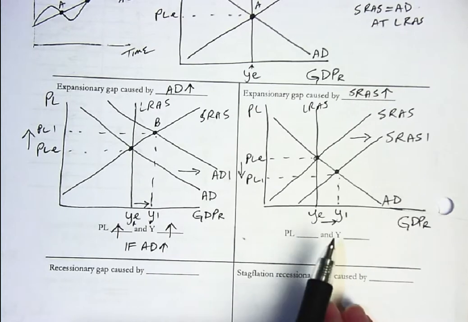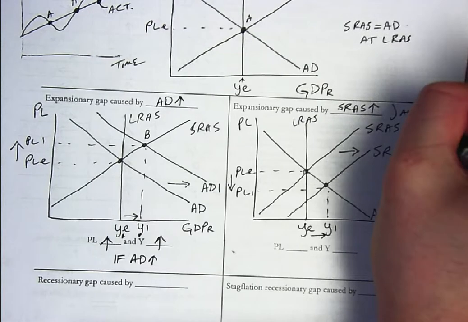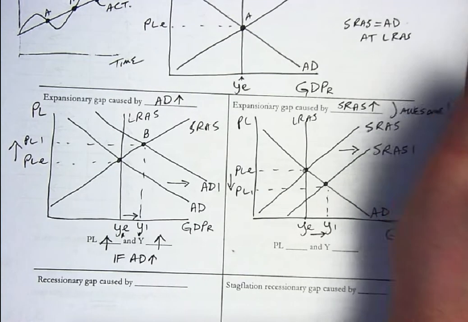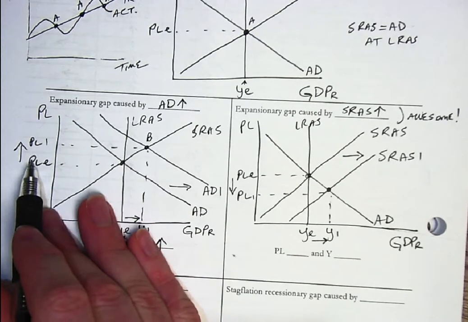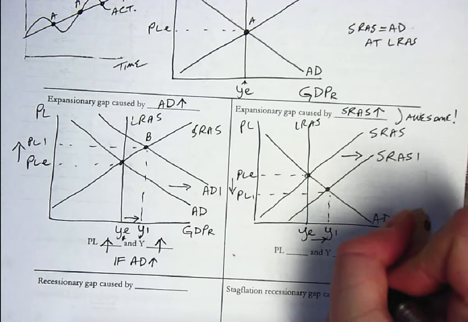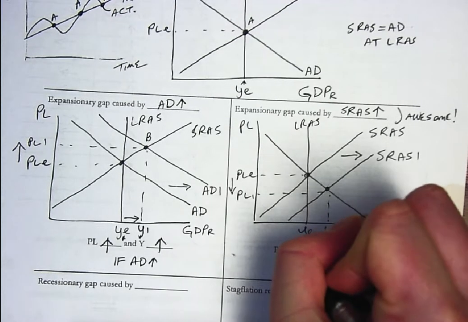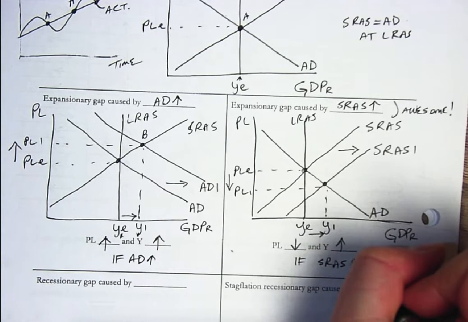That's like the Goldilocks zone. This is really great, right? This is awesome. We're going to say, awesome, woo, if we can do that. That's pretty good, because we don't want this higher inflation levels necessarily with more output. This would be really good. So we're going to say output goes up and price levels go down if SRAS increases.